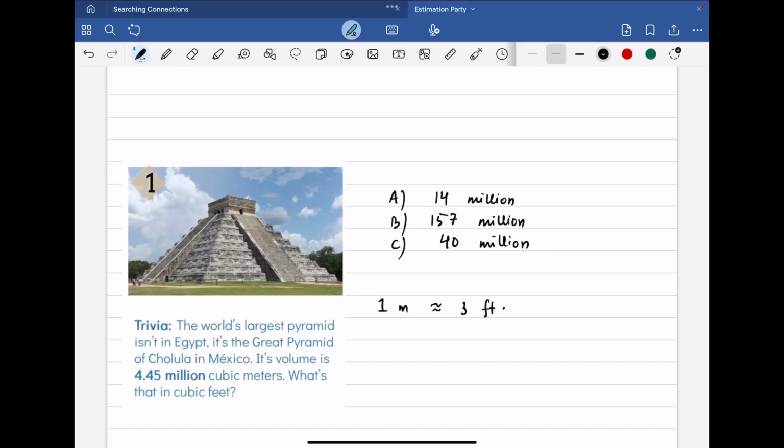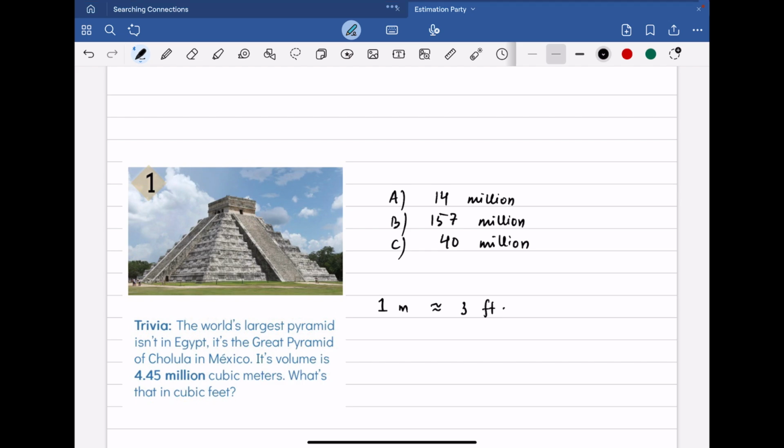So here's our first question. Okay, it's a trivia question. The world's largest pyramid isn't in Egypt. It's actually the Great Pyramid of Cholula in Mexico. Its volume is 4.45 million cubic meters. What's that in cubic feet? Okay, so this question involves converting from one unit to another unit. And we're given three options: 14 million, 157 million, and 40 million.